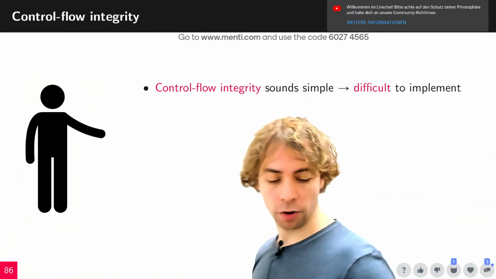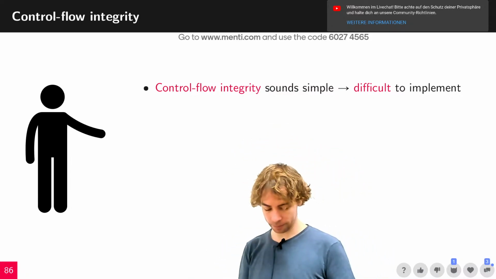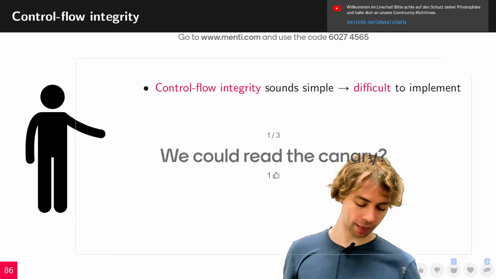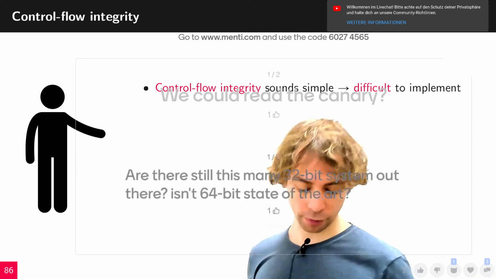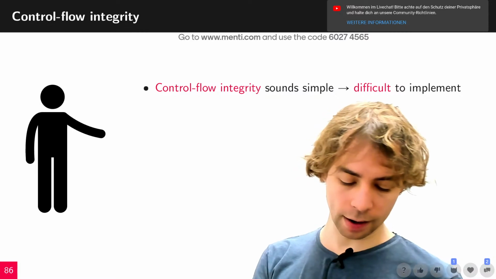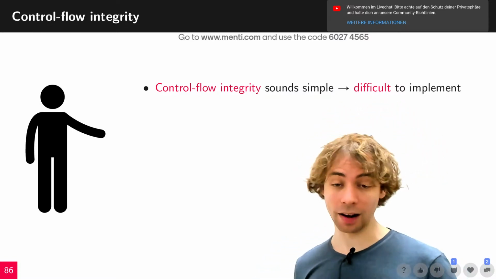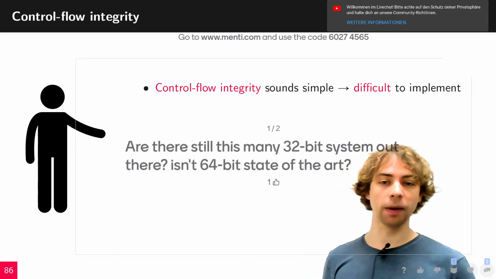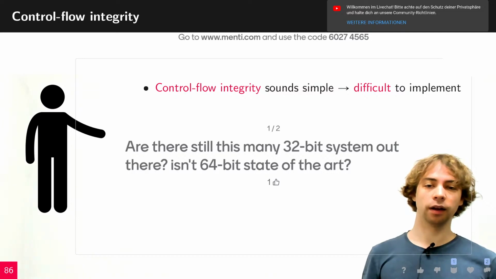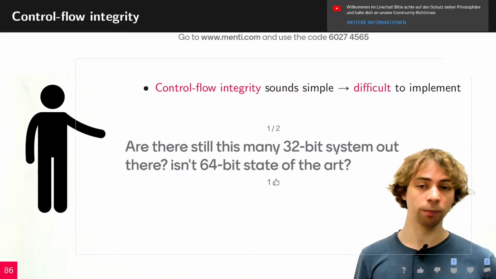Okay. Control flow integrity sounds very simple, but it's actually difficult to implement. Someone in the Menti mentions we could read the canary. Yes, with the printf format string attack, for instance, you can leak a canary. And you can also leak ASLR addresses and by that break ASLR. Are there still this many 32-bit systems out there? Isn't 64-bit state of the art? Absolutely, but there are still 32-bit systems out there.